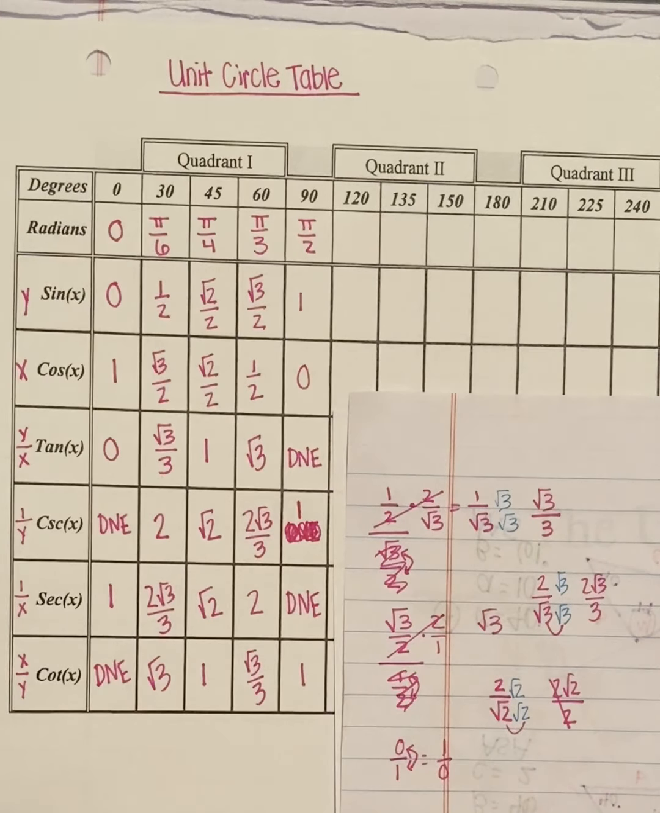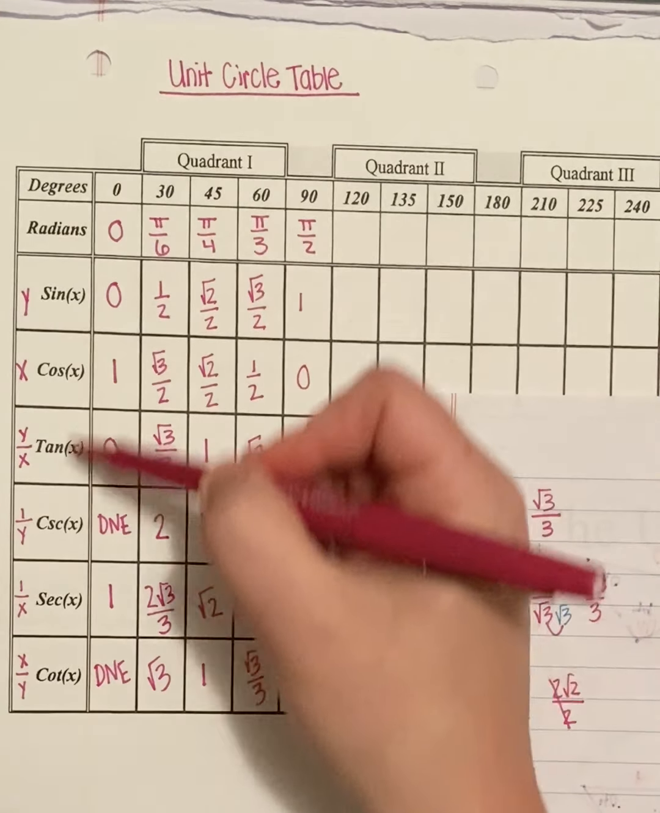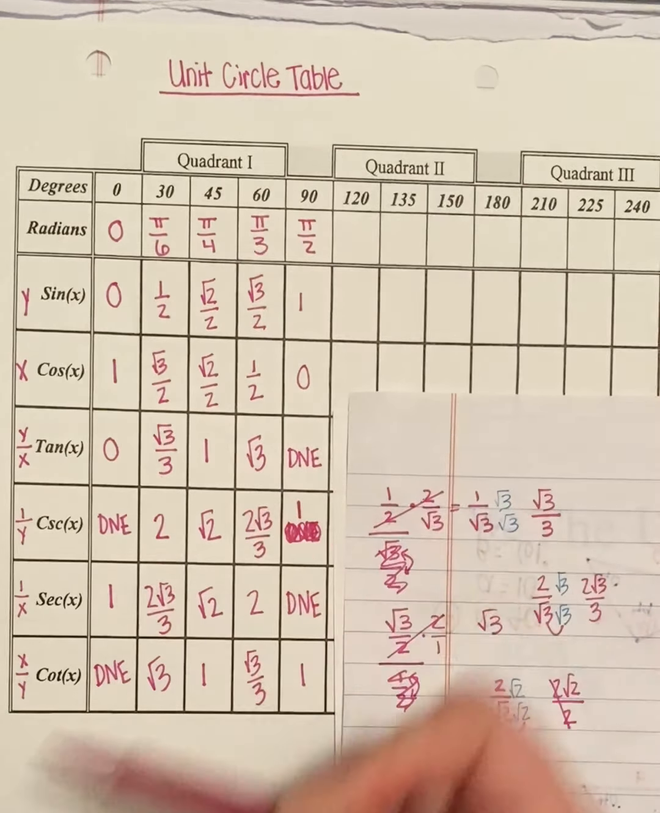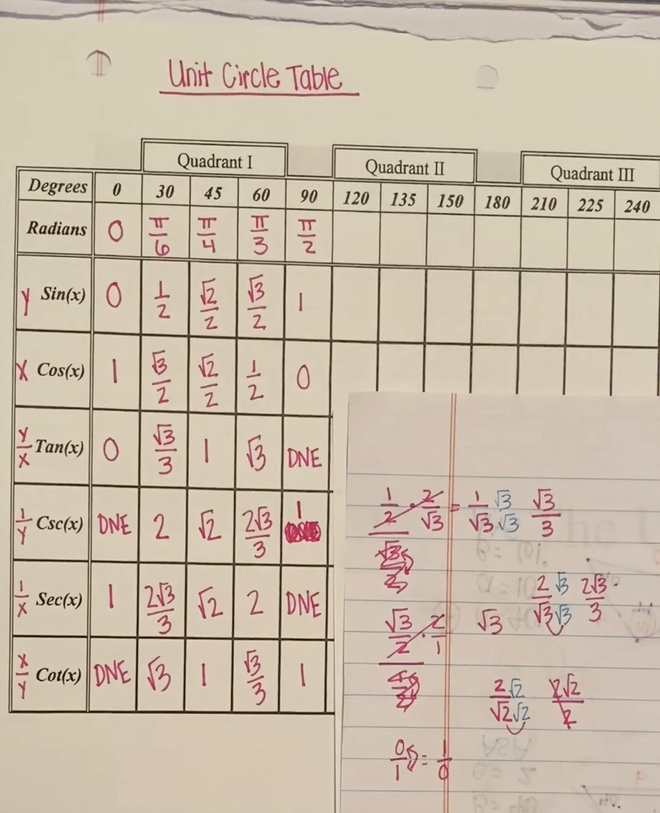Now, it's your job to finish the rest of this chart out for quadrants 2, 3, and 4. You're going to see these similar numbers, but be careful with your positive and negative signs throughout this.